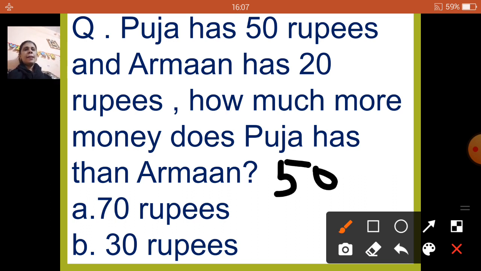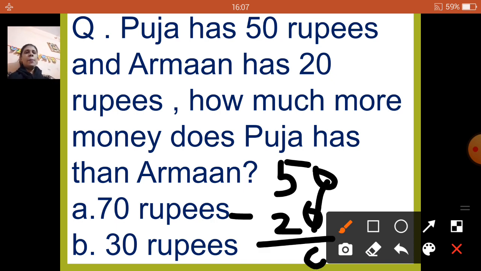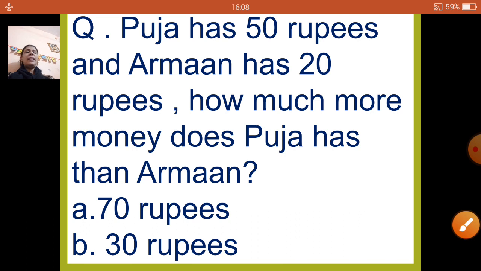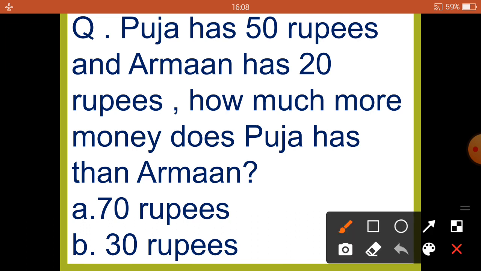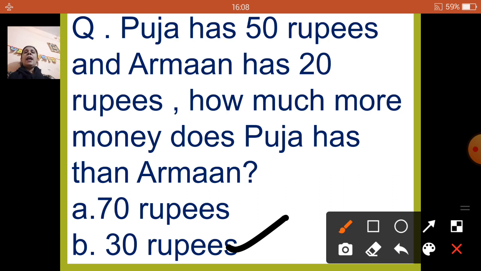50 and 20. Now 0 minus 0 will be 0 and 5 minus 2 will be 3. So 50 minus 20 is 30 rupees. So what is our correct answer? 30 rupees. Correct. How much more money does Pooja have than Arman? 50 minus 20, we get 30 rupees.